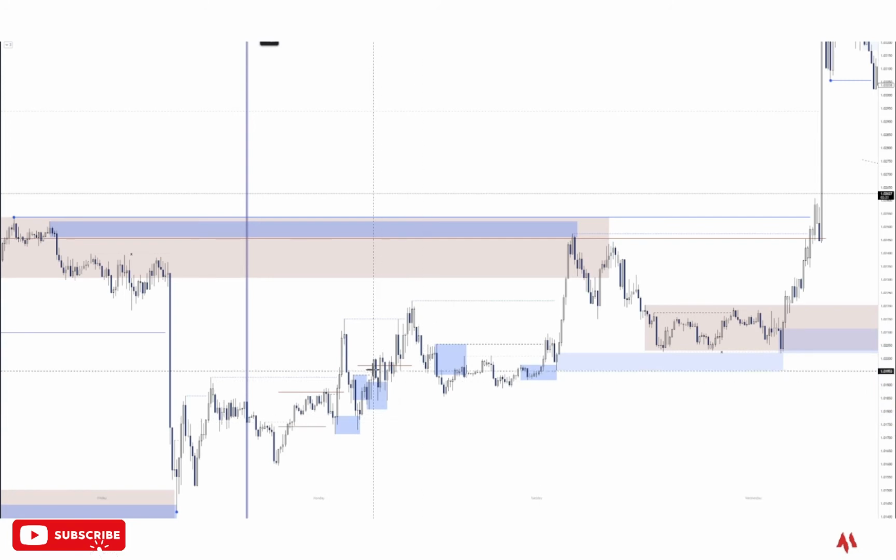We put back to discount pricing, mitigating this demand zone over here. So how do we know that the bearish run is over and the continuation is about to kick in? You look for the first sign of strength, which we had over here.